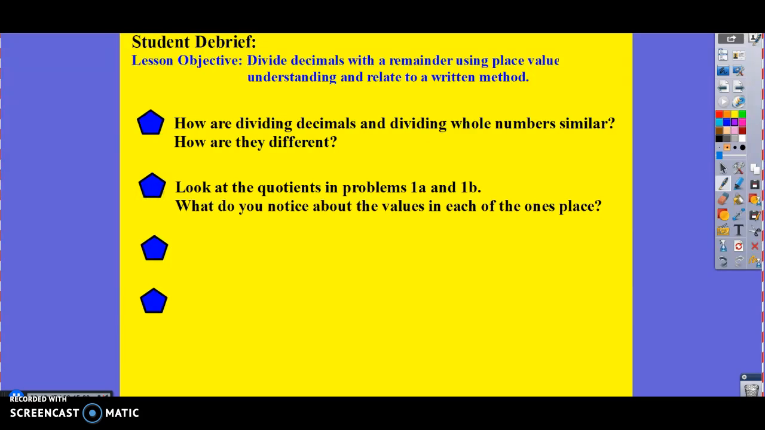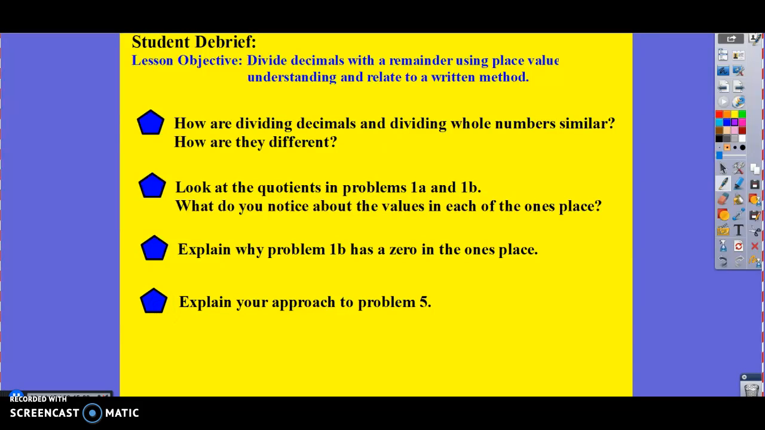Look at the quotients in problems 1A and 1B. You can flip back. What did you notice about the values of each one in the ones place? 1A was 3 groups. 1B was 4 groups. What did you have for a quotient in the ones place? Explain why 1B has a 0 in the ones place. Were we not able to divide in there? Look at that one. And explain your approach on problem 5. I did not see a problem 5, so you'll be able to skip that one.